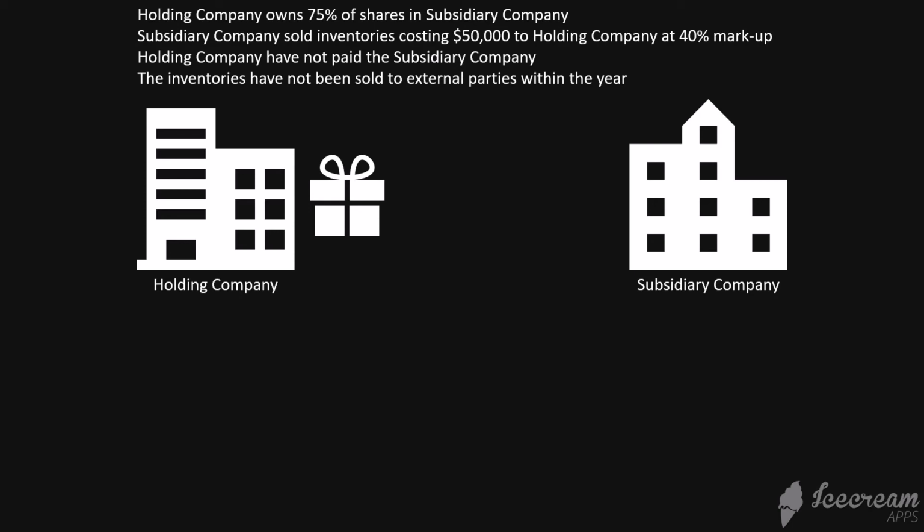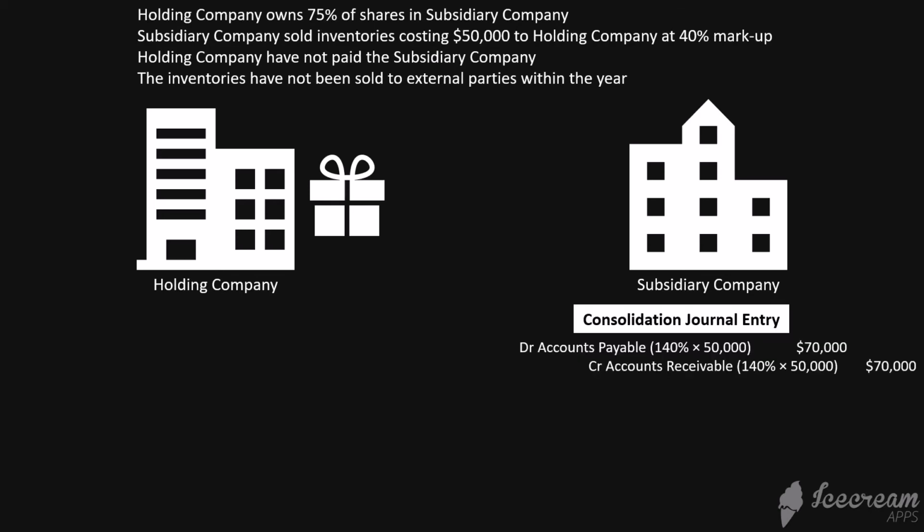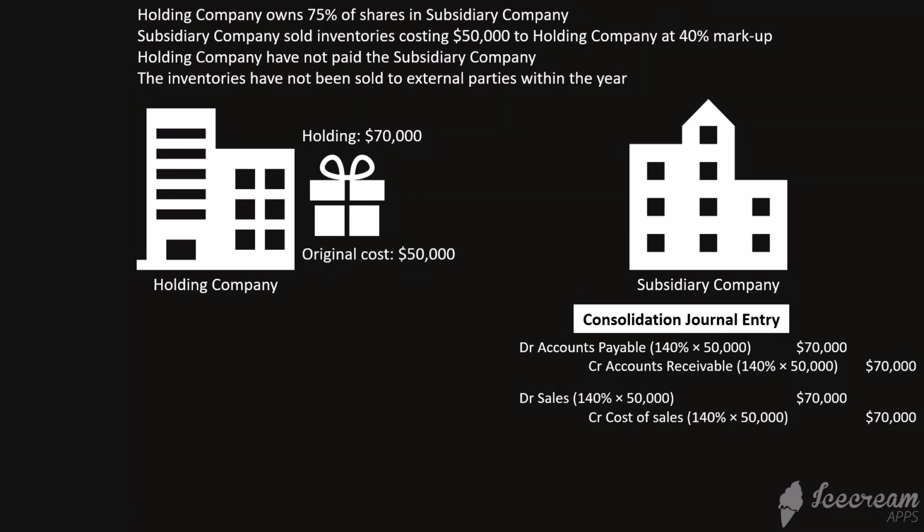It is still in the holding company. First, we will eliminate the payable and receivable balance arising from the sale. Debit account payable, credit account receivable by $70,000. Next, we will eliminate the whole sales transaction. Debit sales, credit cost of sales by $70,000. Given that the holding company have not sold the inventories to external parties, it means the holding company is carrying inventories at inflated cost. The holding company would record it at $70,000, and the subsidiary company originally purchased the inventory at $50,000. So we need to revert the cost of inventory back to the original cost of $50,000. We debit cost of sales and credit inventory by $20,000.